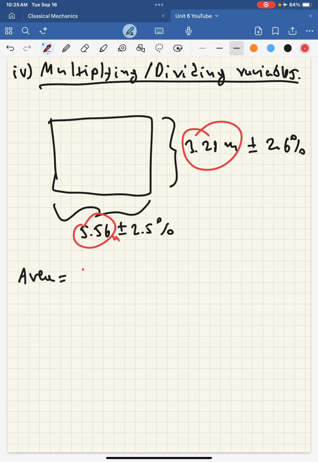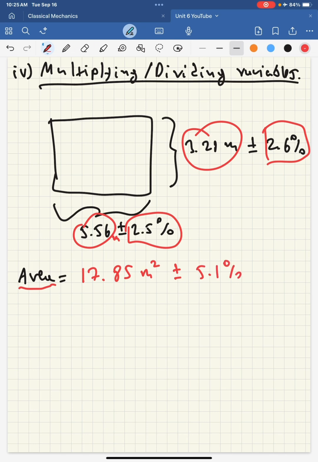So the area is 17.85 meters squared. Plus or minus, what do? We add the percentage uncertainties, okay? So you add this and you add that to find the percentage uncertainty of the new quantity, which is area in this case. So the percentage uncertainty is 5.1%, okay?